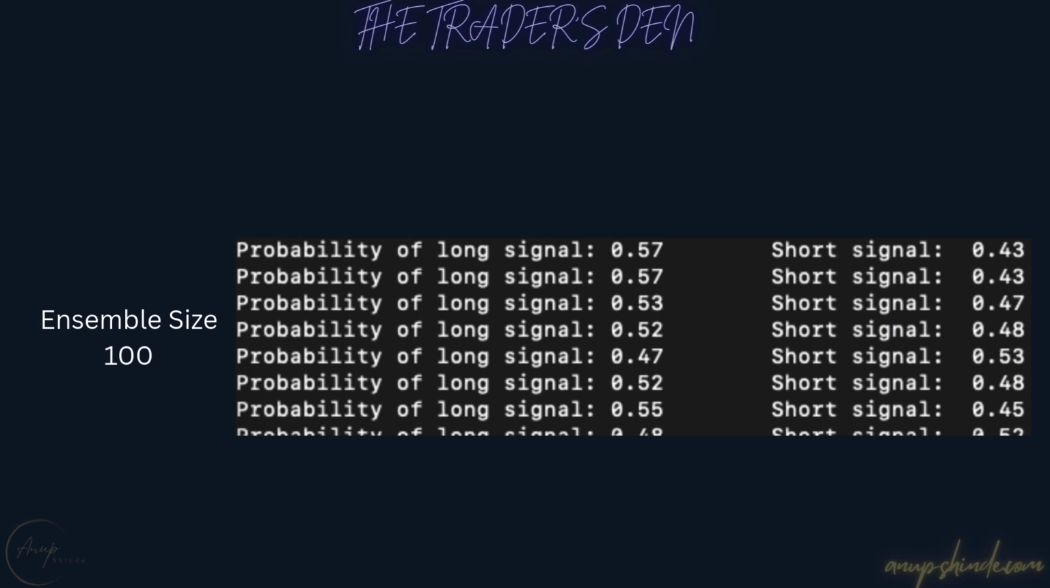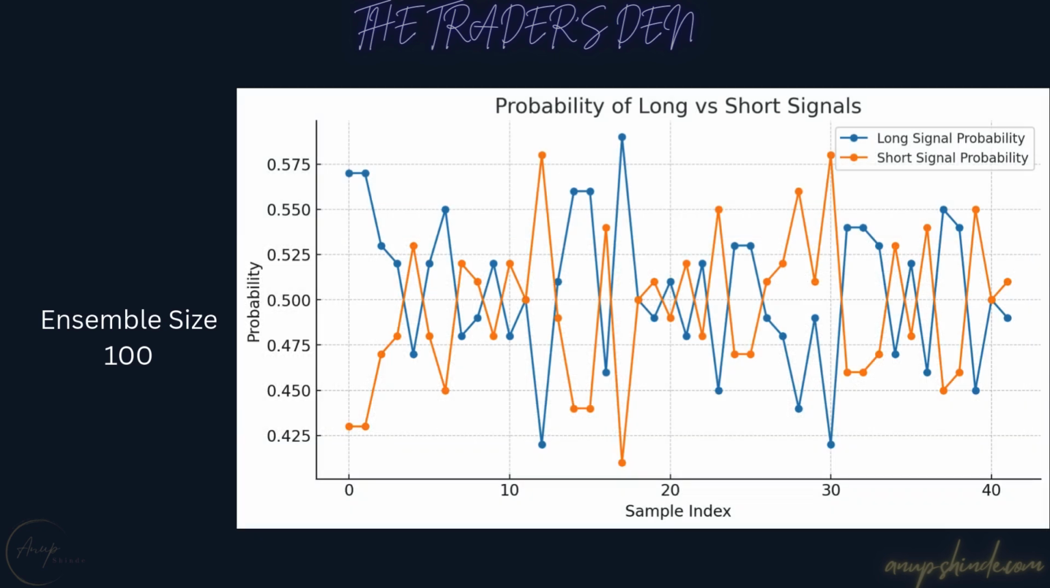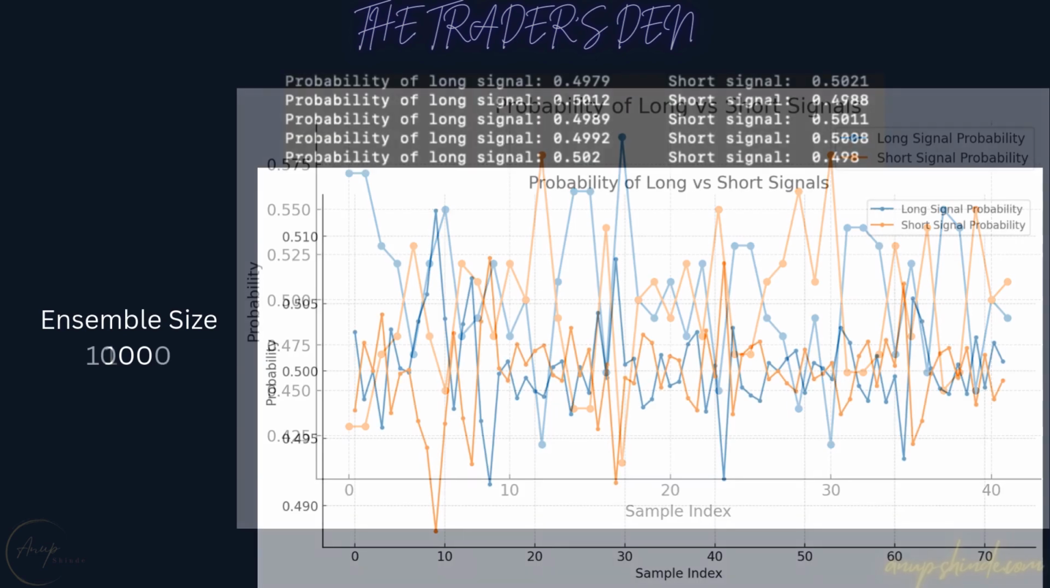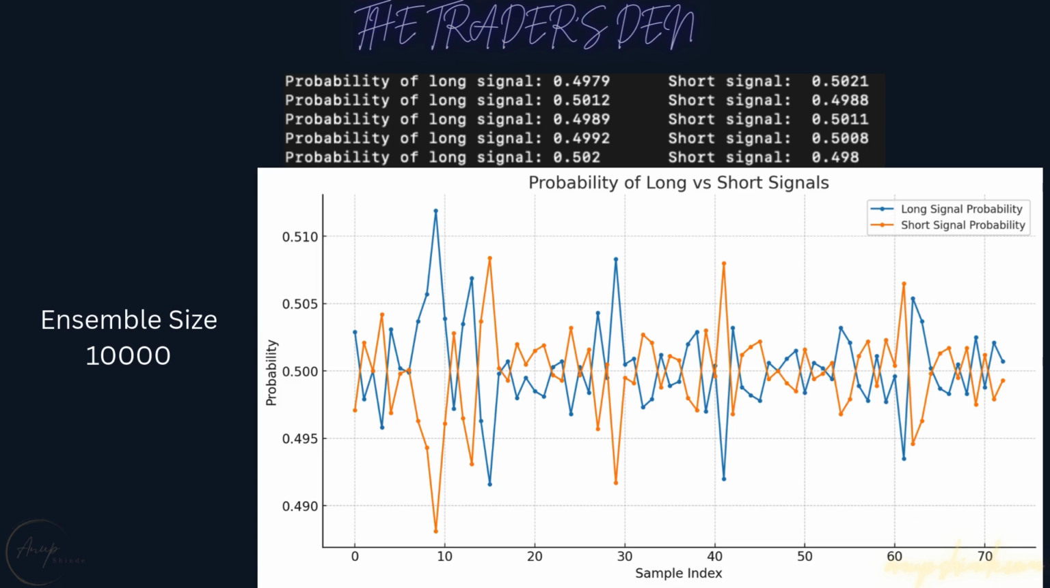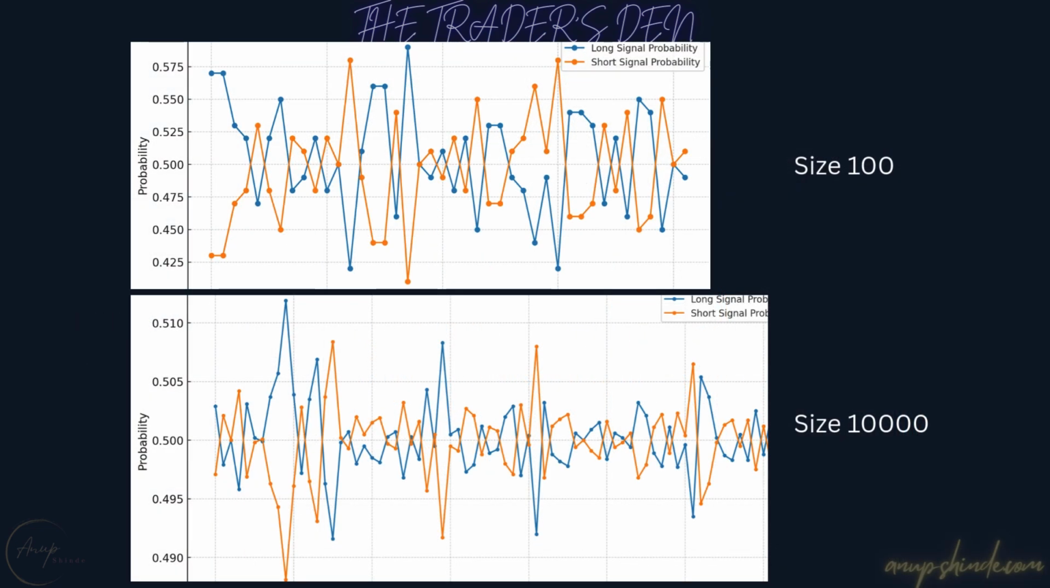First, we will examine it for an ensemble size of 100. This is the chart of long versus short probabilities with an ensemble size of 100. Next, let us see the probabilities with an ensemble size of 10,000. With a larger ensemble size, we observe spikes in the probabilities, but the range of these spikes is very small compared to the smaller ensemble.